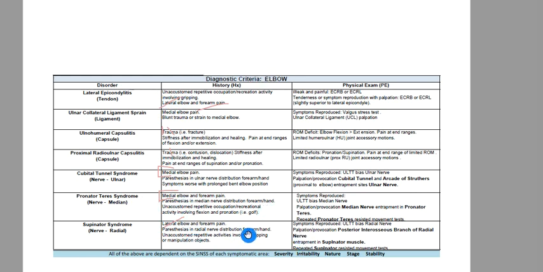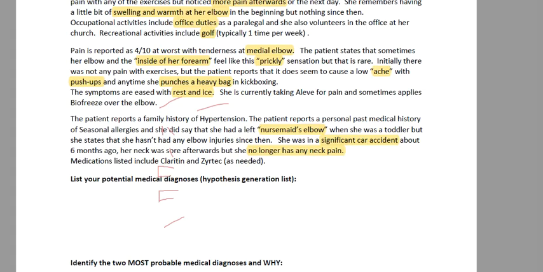And at this point in the history, you're just trying to generate your hypotheses. You're not really committed to any one diagnosis or another. With your physical exam, that's when you start to really hone in on what you have hypothesized it being. Okay, so let's go back to the sheet.